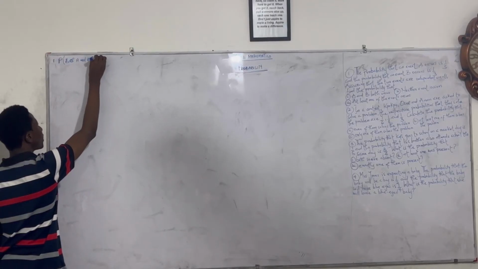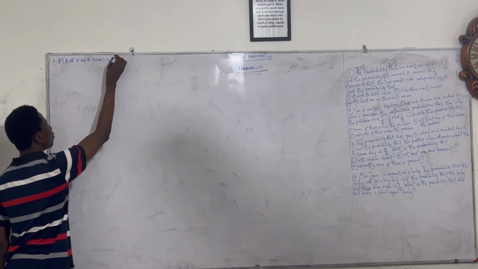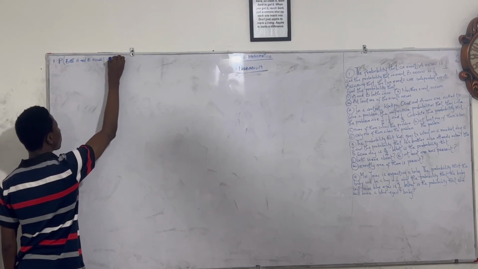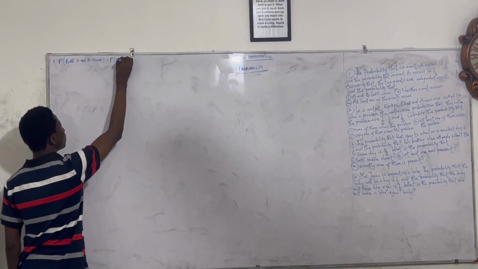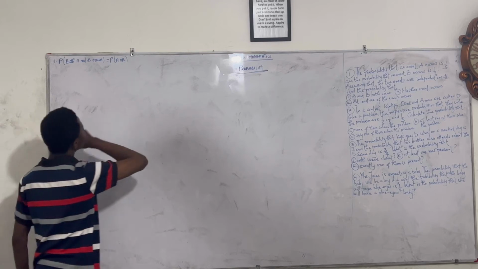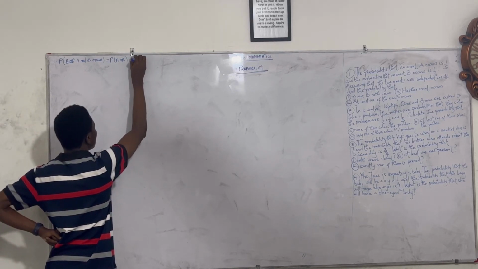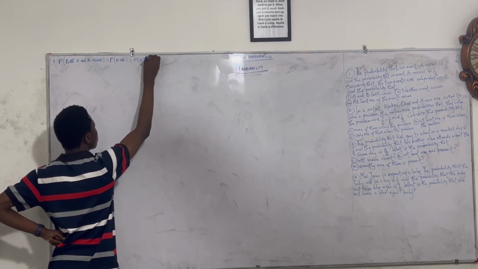A and B occurring at the same time can be represented in this form in probability language. That will be A intersection B. This is what it means. And once intersection comes in, that becomes a multiplication law. That will be probability of A times the probability of B.